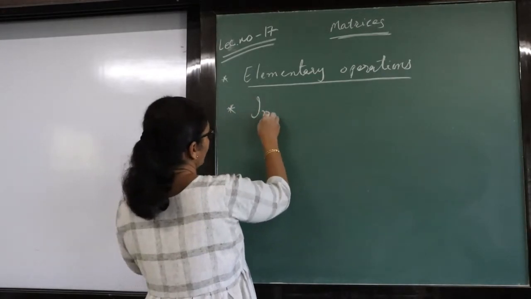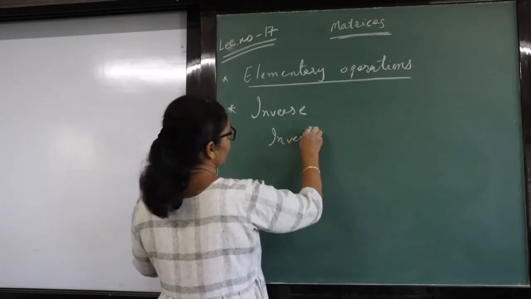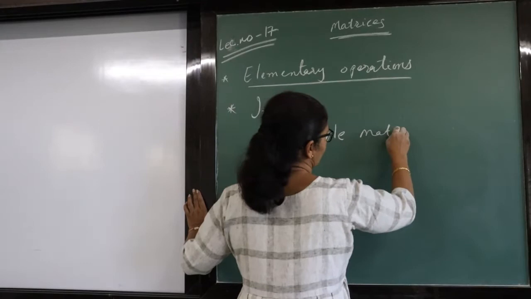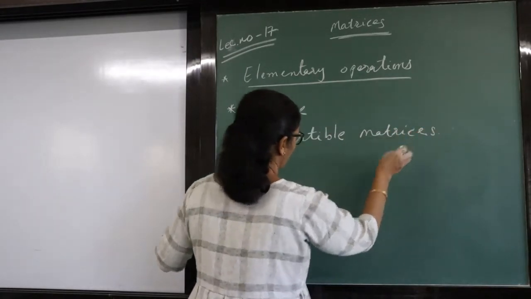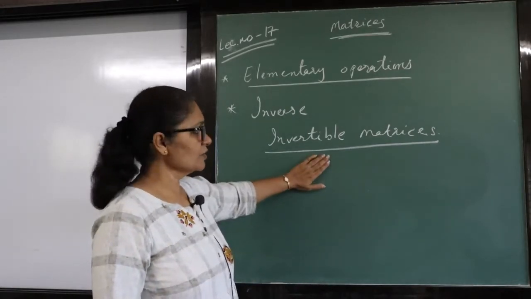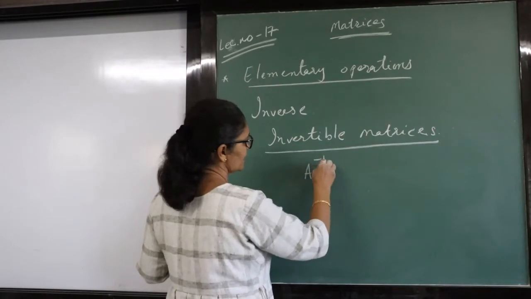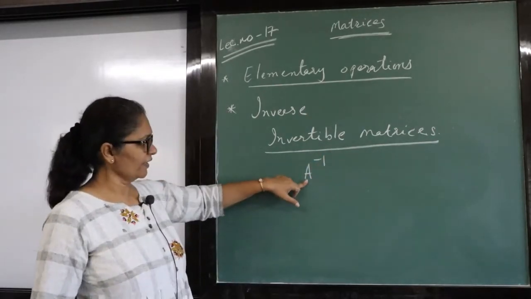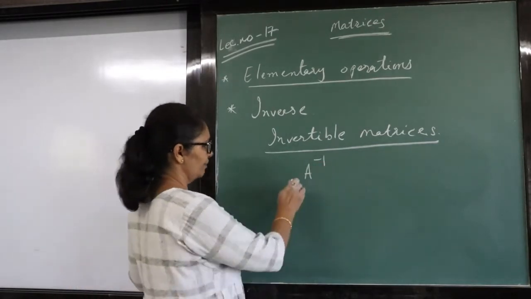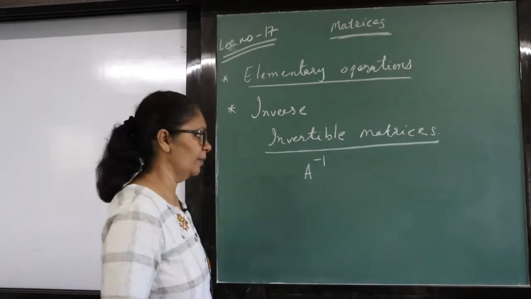Now the main important thing, that is the inverse. The second topic is inverse, or you can say invertible matrices. What are invertible matrices? Invertible means those matrices whose inverse exists. And how can we write the inverse? The symbol is this. Suppose we are writing matrix A, its inverse we write as A with minus 1 power, read as A inverse.